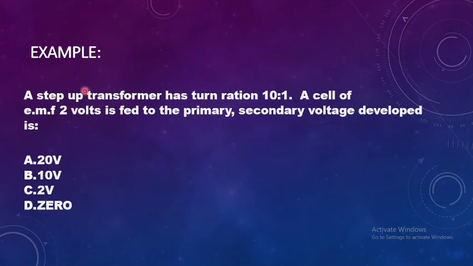So, careful din po tayo pag ganitong problem. 'Di ba sabi niya na may turns ratio na 10 is to 1. Pero, ang ginagamit niya po ay baterya. Mag-feed po siya ng 2 volts sa primary. So, ano po yung madedevelop daw sa secondary voltage? Pero wala po siyang madedevelop since baterya po yung gamit niya. So, kaya po we have the answer of D. So, yung transformer ay gagana lang po sa AC.